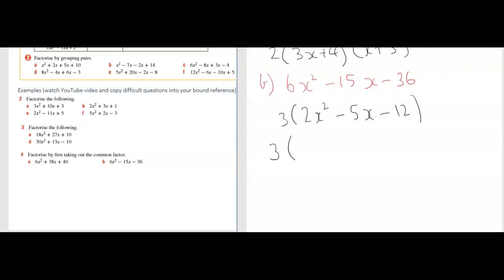So we've got 3. Okay, let's label them A, B, and C. A, B, C. Oh, this is a negative one. I don't think I've done a negative one yet. Okay, so A times C, 2 times negative 12, is negative 24. So we need 2 numbers that when multiplied give us negative 24, and when we add them give us... oh, not negative 24. Sorry.